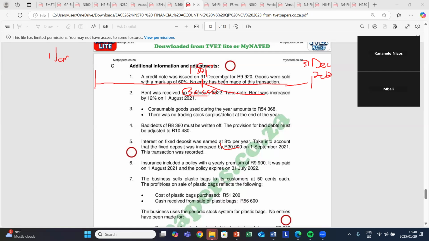How many months is it from September to December? It's 4 months. Before an increase will be from January up until August. So it's 8 months. So the transaction says that it was recorded, meaning after we increased our fixed deposit, we recorded the transaction.